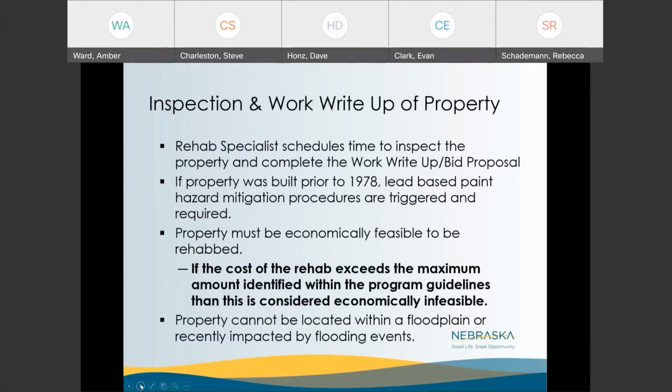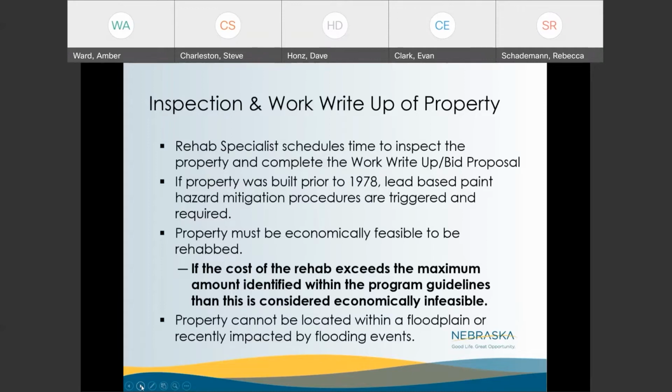Your inspection and work write-up of the property: your rehab specialist will schedule a time to inspect the property and complete the work write-up and bid proposal. If the unit was built prior to '78, lead-based paint hazard mitigation will be triggered, and it will be required. So that's another thing with the lead-based paint.